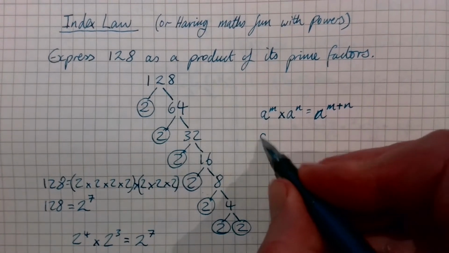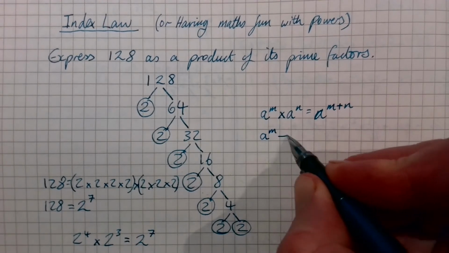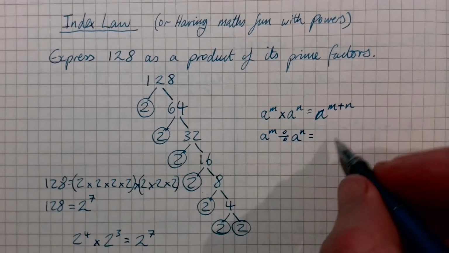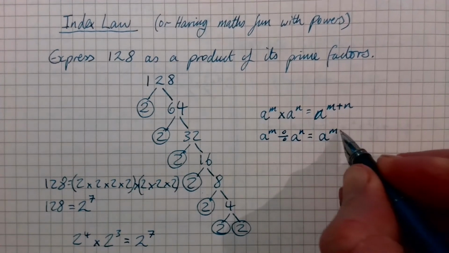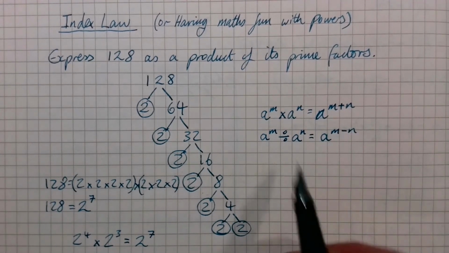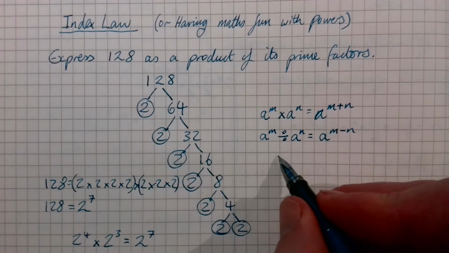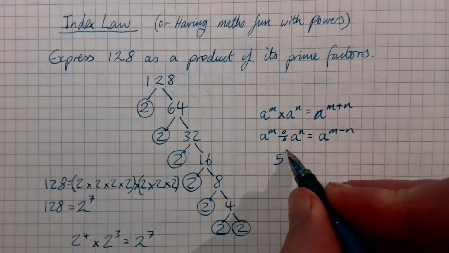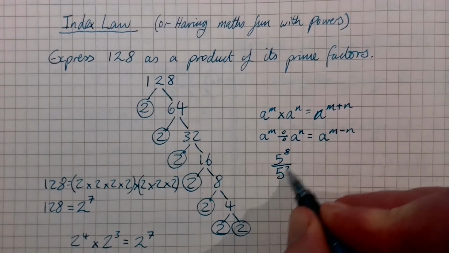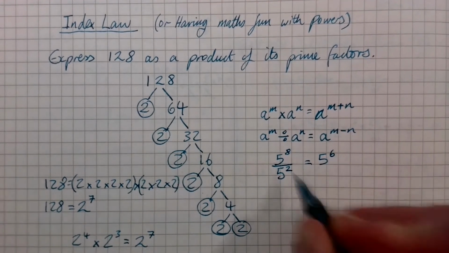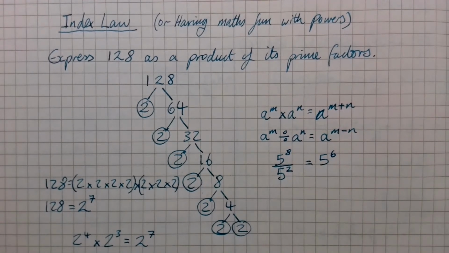Your second law that sort of goes with it is if you've got a to the power m and you divide it by a to the power n, because division is the opposite of multiplication, you end up taking the powers. Now that might be written as a division, it might be written as a fraction, in which case you might get something like this. Express this as a power: 5 to the power 8 over 5 to the power 2. Pause the video and write down what you think you should have for that. And it is 5 to the power 6, because 8 take 2 gives us 6.